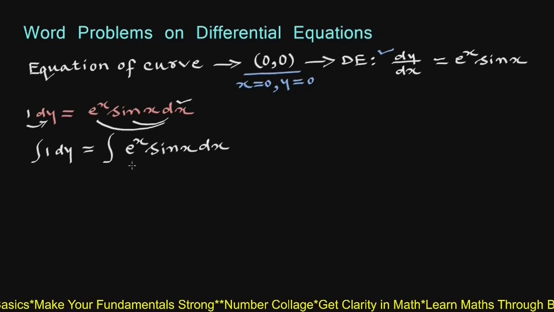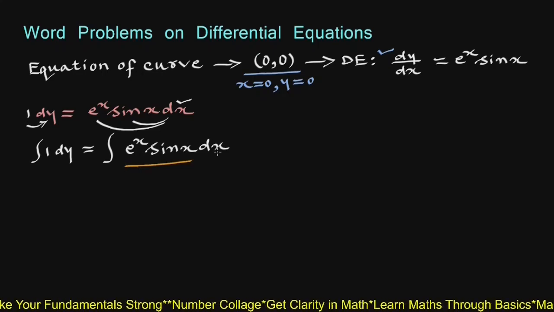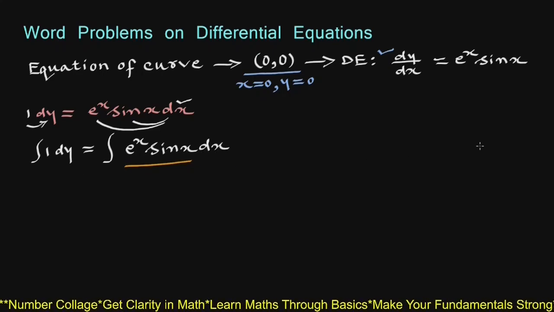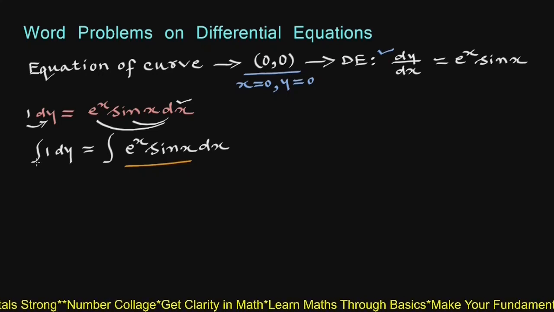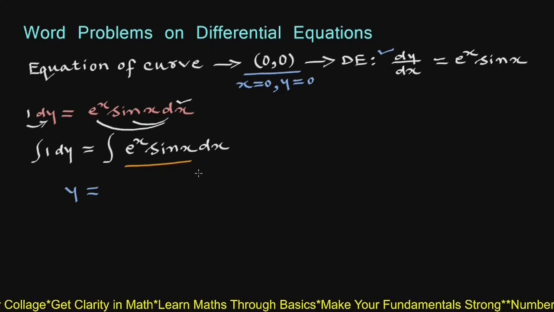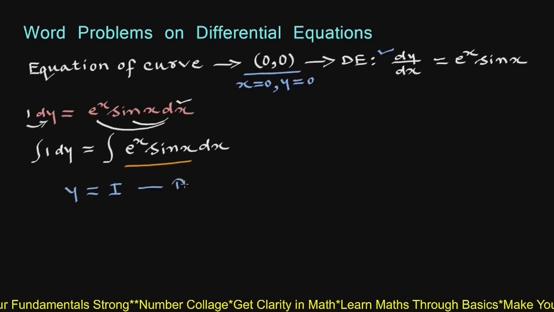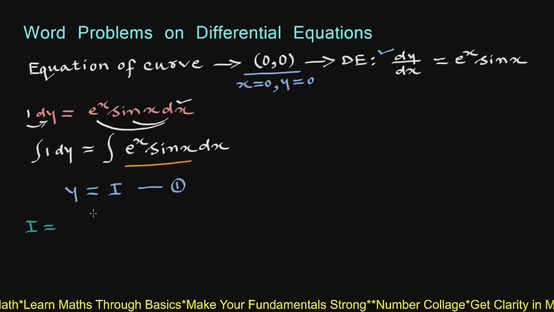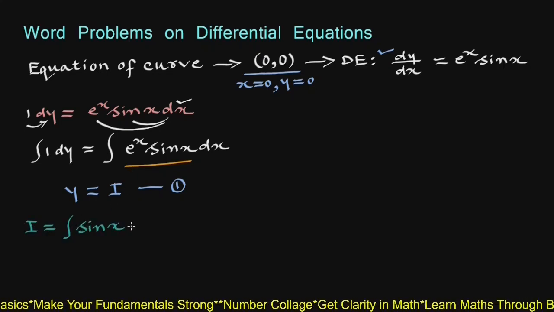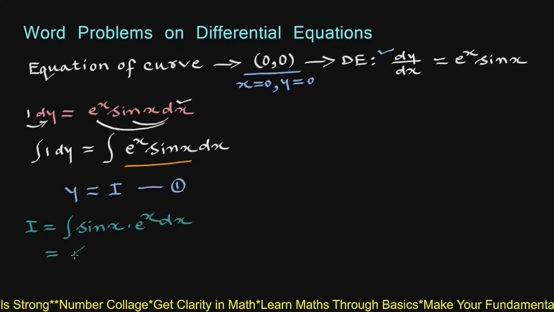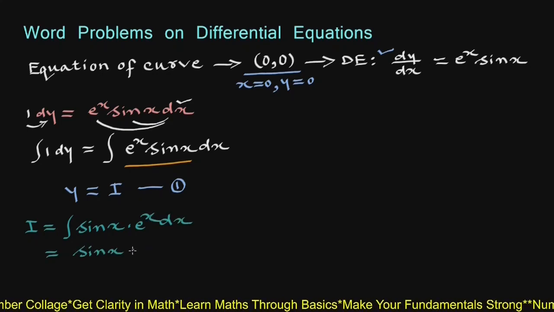Here there is a product of two functions, so we have to integrate this by the method of integration by parts. Integral of 1 dy will be y equals, and we name this integral as I, as equation 1. We will solve integral I, so it will be integral sin x into e raised to x dx. It will be first function sin x into integral of second.